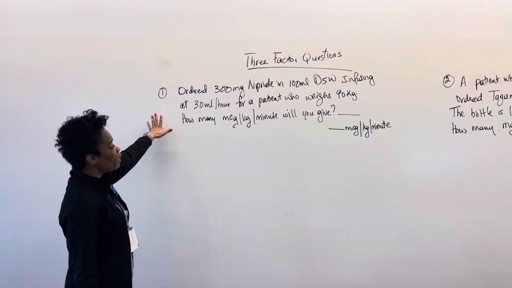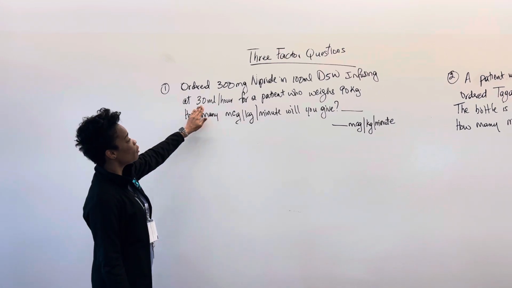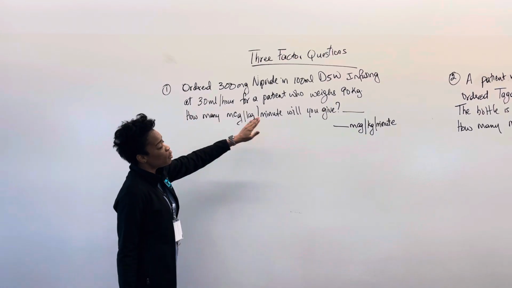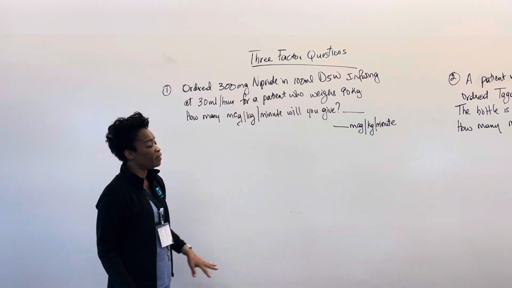Ordered 300 milligrams nitrite in 100 mLs D5W, and it's infusing at 30 mLs per hour. The patient weighs 90 kilograms. How many micrograms per kilogram per minute will you give?